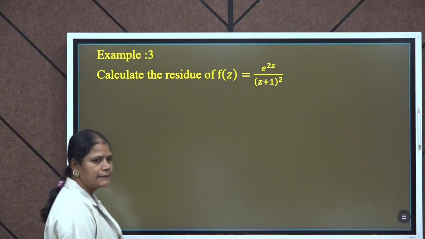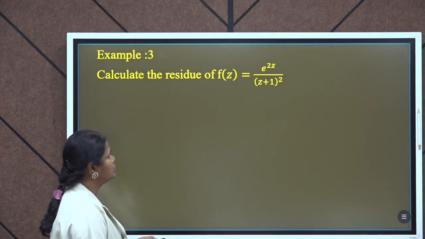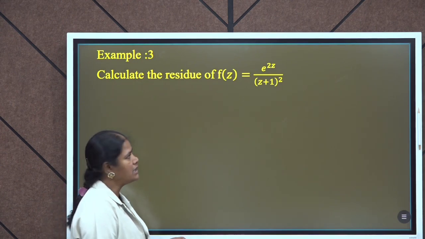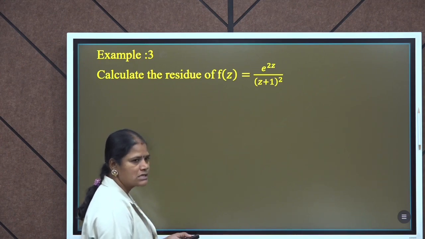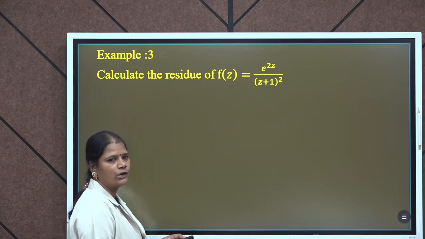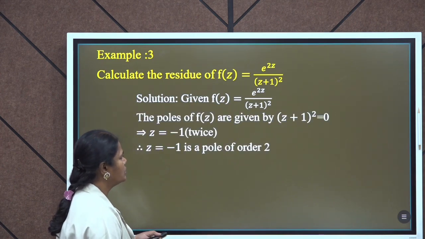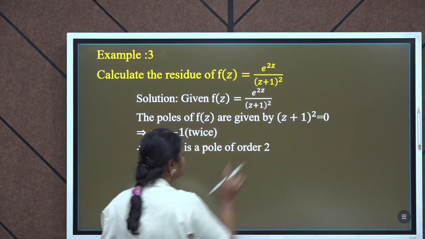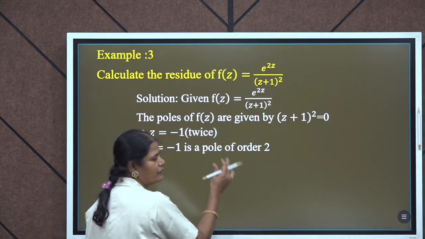Okay. Third problem, third example. Here they asked to calculate the residue of f(z) = e^(2z) / (z + 1)². As usual, we have to find the poles. The poles are given by equating the denominator to 0. That is (z + 1)² = 0. Then it will come z = −1. It is repeated 2 times. Therefore, the nature of the pole is that z = −1 is a pole of order 2.